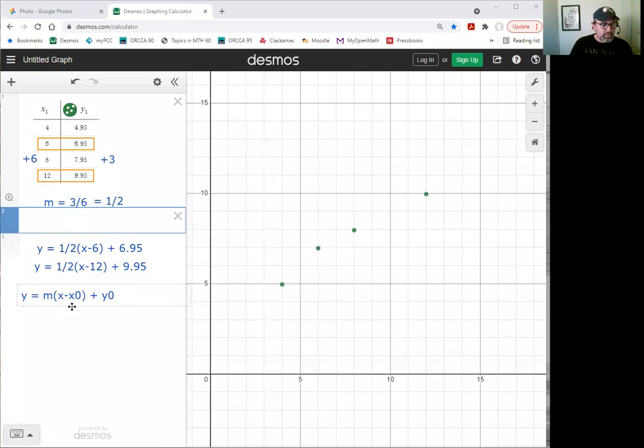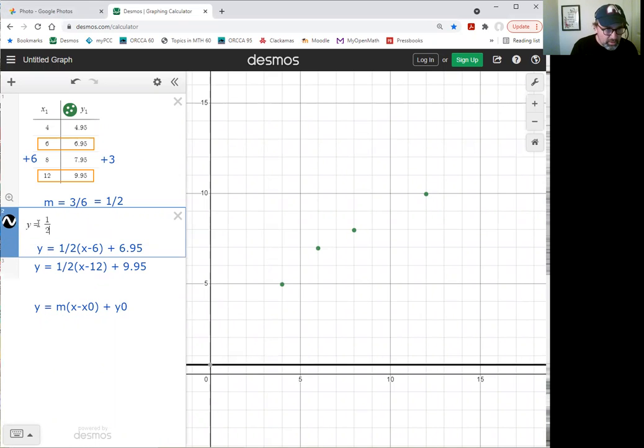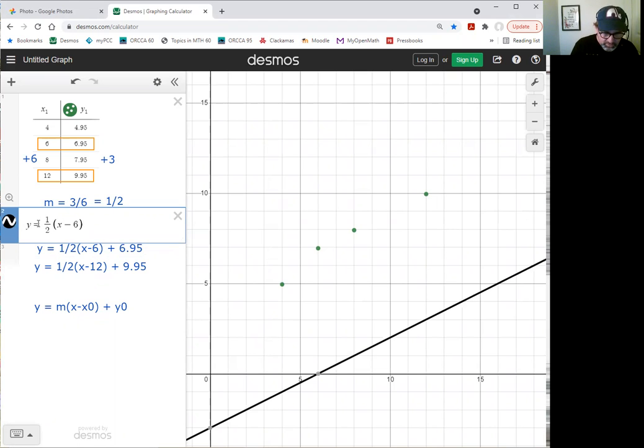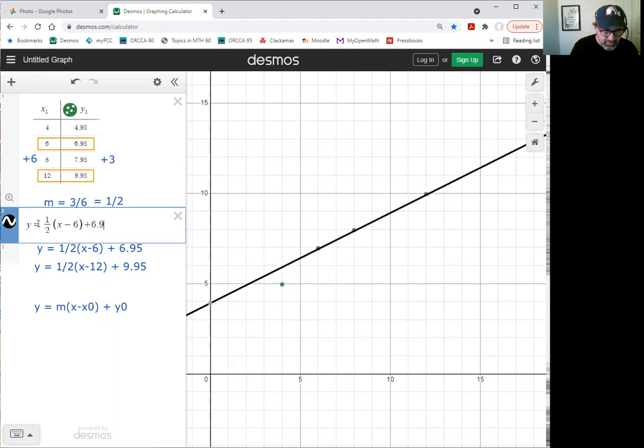I'll just move this out of the way. Okay, so now if I type this into Desmos, Y equals 1/2, make sure I get out of the denominator there. X minus 6, close parentheses, plus $6.95. Boom! It does look like it's going through those 3 points.